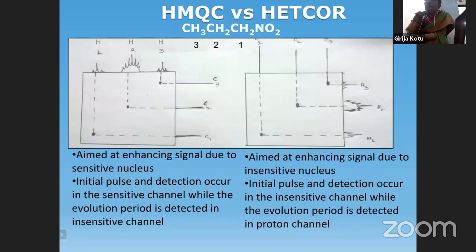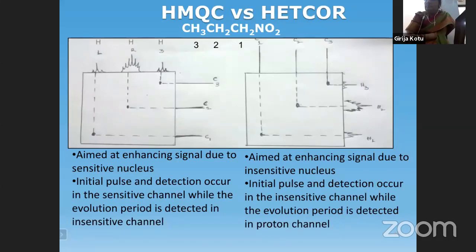So HETCOR has C13 on the conventional x-axis and proton on the y-axis, and on the left side it is showing the HMQC. Here, the x-axis is proton NMR. On the top I'm showing proton, isn't it? So to the right it is C13 NMR. So the points are given.